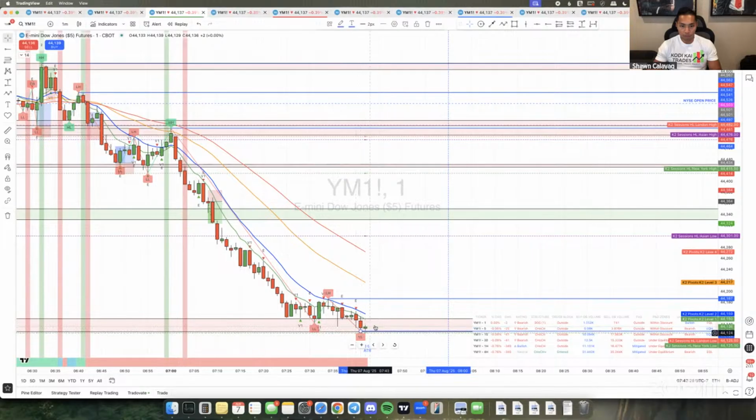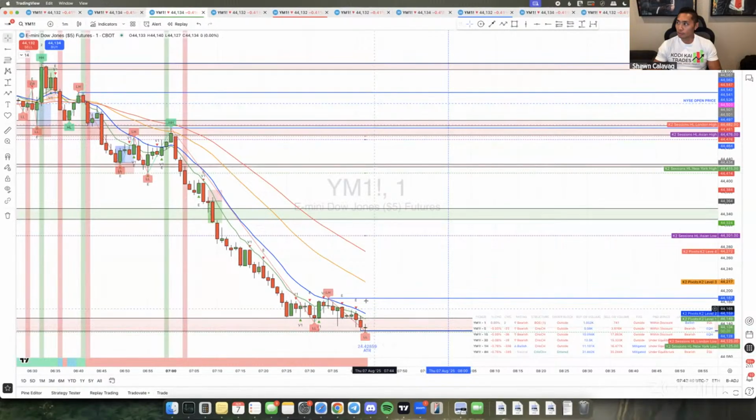We're finally getting down to the New York low right here at 125. Not sure if you're still looking to get into this, Sam, but this is a possible sweep zone right there. 44,125. Yeah, Sam said Trump's going to be speaking later.